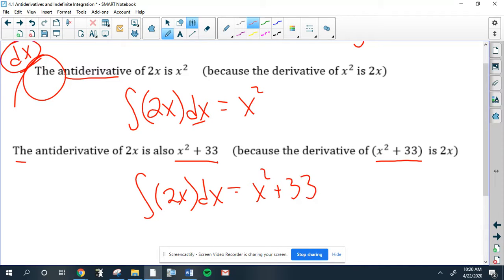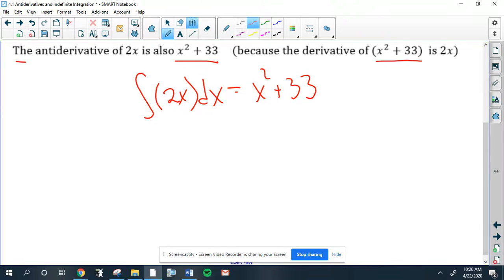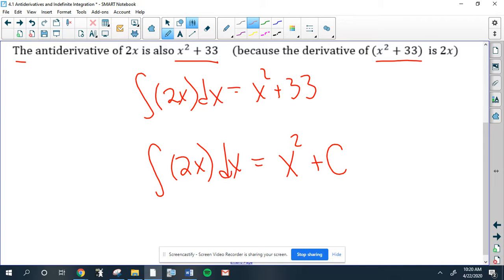Now, obviously, 33 was just an arbitrary number I chose. You can choose any constant number. So since the antiderivative or integral can be really an infinite number of answers, the one thing that's sure is it's always x squared plus or minus something. So we're going to say it's x squared plus c, which represents any constant number. It's called the constant of integration.